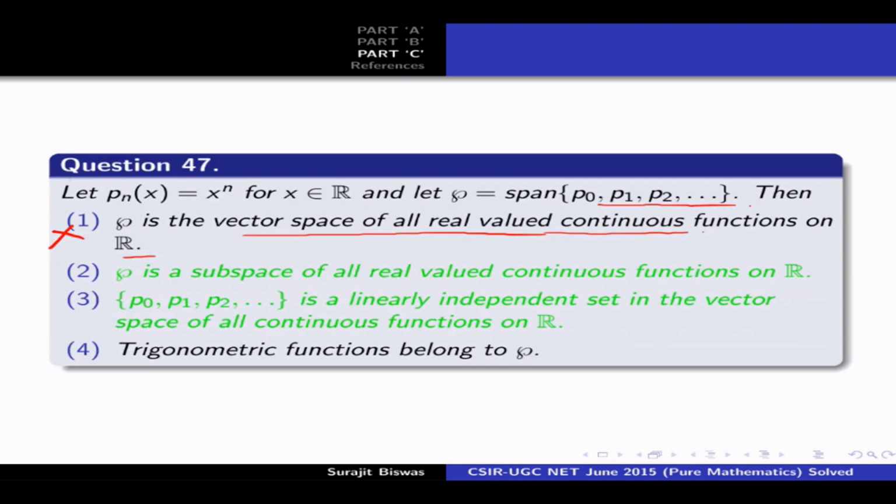Okay. What is the second option? P is a subspace of all real valued continuous functions on R. This is true because each Pn is continuous. And the third option, P0, P1, P2, dot dot dot is a linearly independent set in the vector space of all continuous functions on R. This is true. We use the fundamental theorem of algebra here.